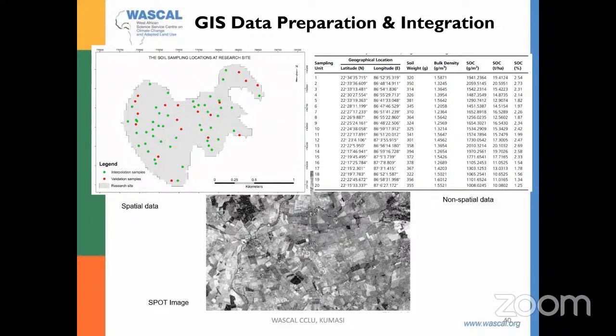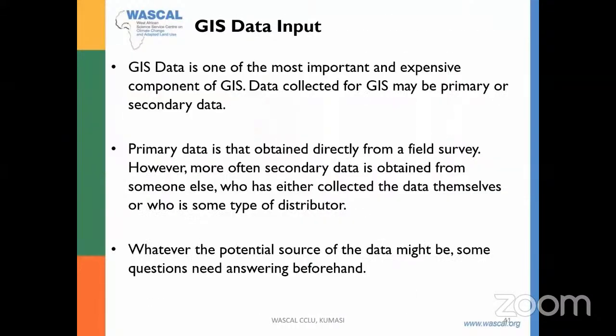Some of the spatial data sets can be the ones sourced from the satellite, and all these have a reference to the surface of the Earth or to the ground. That is why we call them georeferenced or spatially referenced data. Now, how do we input these data sets? Because one of the most important components of GIS is the data.